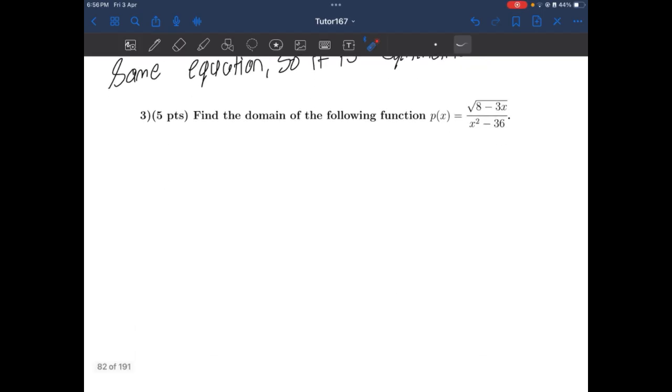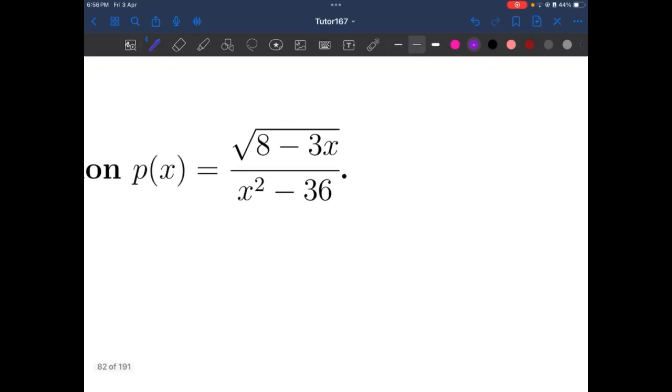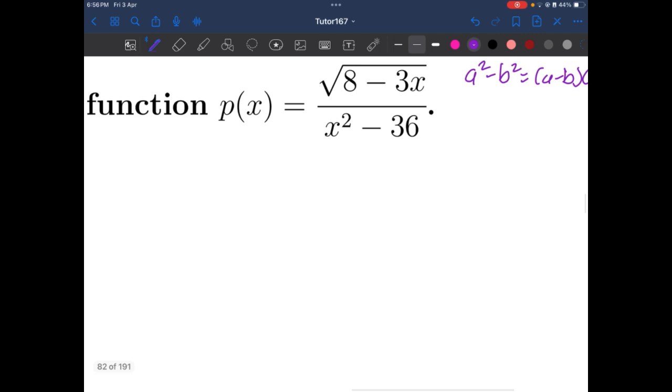Okay. So, next question, find the domain of the following function. So, this is the difference of two squares. And the formula for difference of two squares is a squared minus b squared is equal to a minus b times a plus b, right? So, this is x squared minus 6 squared. So this is x minus 6 times x plus 6.